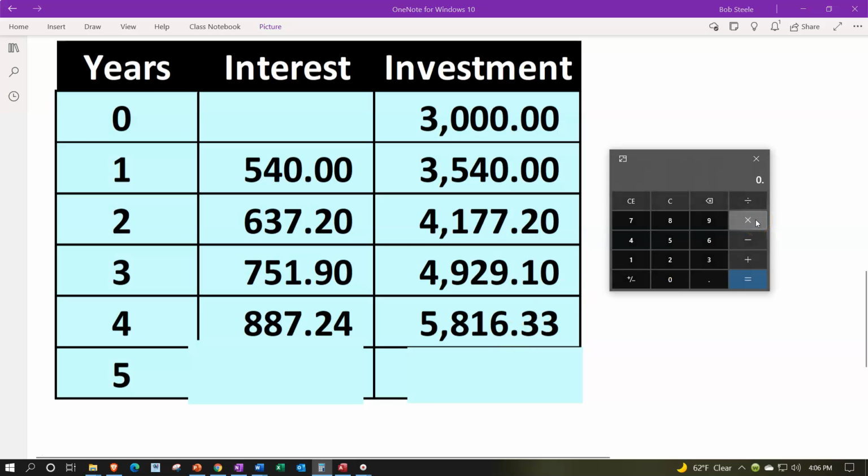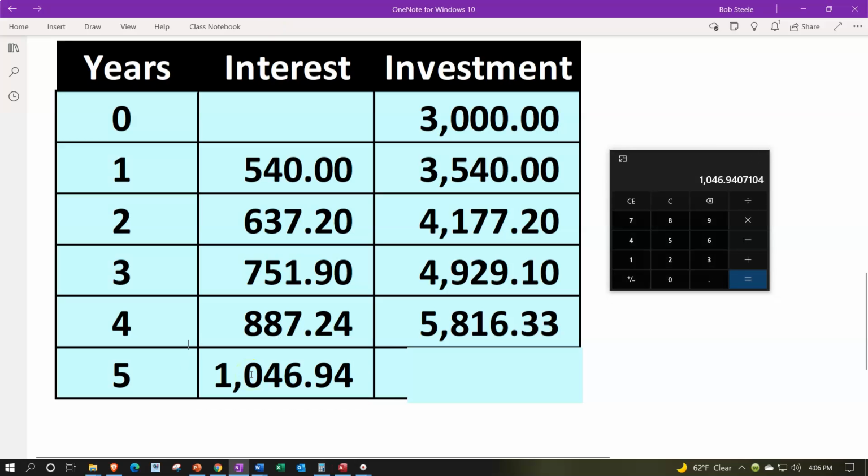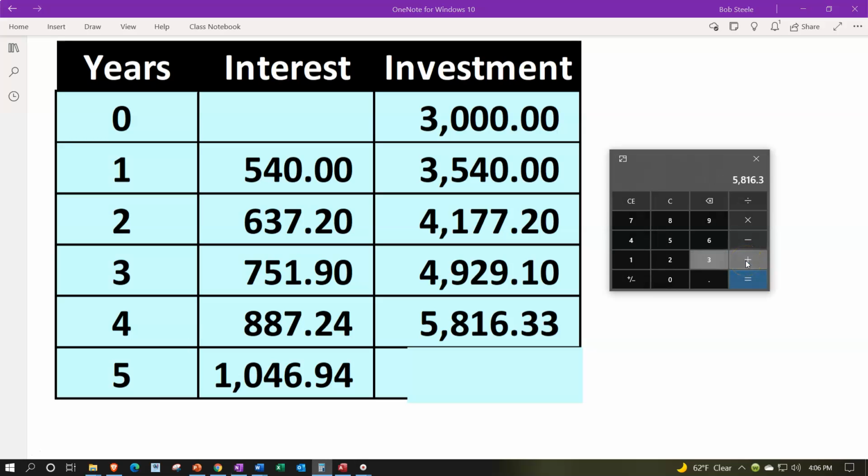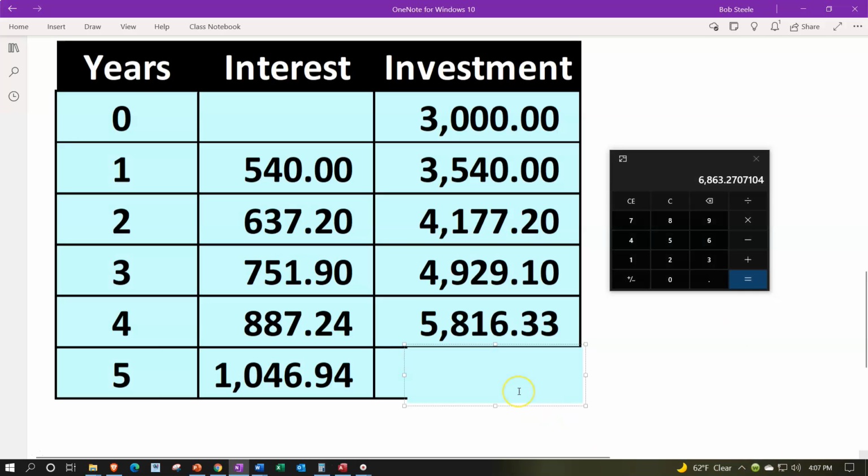Then we're going to say times 0.18 for year 5. And that's going to bring us up to the interest of $1,046.94. Notice the interest going up sharply here because it's a fairly high interest rate at the 18%. And we're going to add that then to the 5,816.33. And that's going to give us our ending point, which does clear. And we are now over the top of that 6,000 at the 6,863.